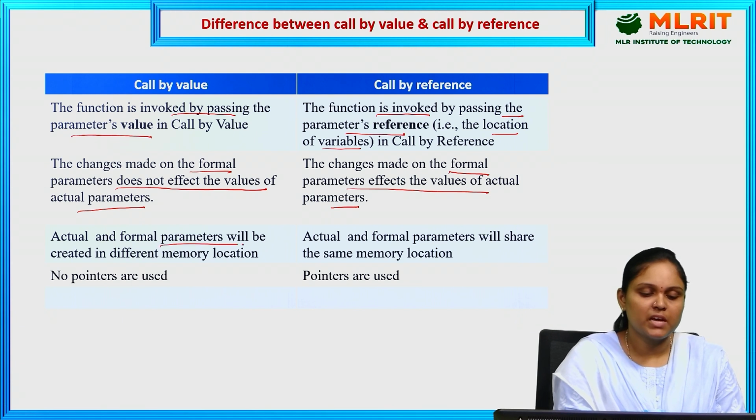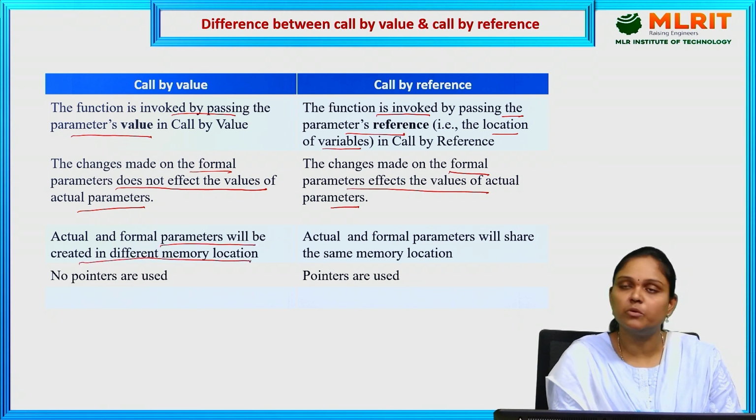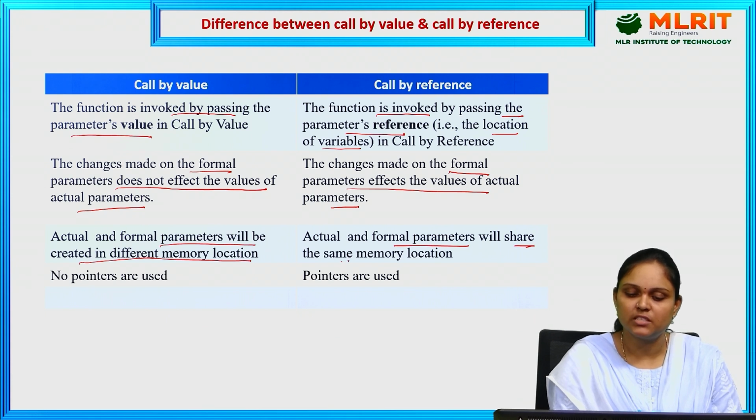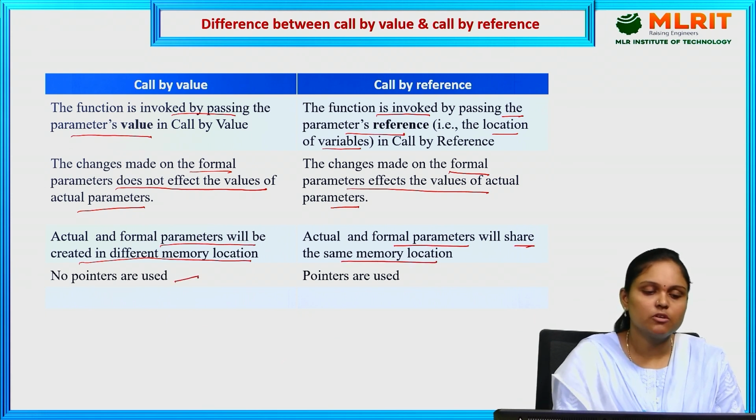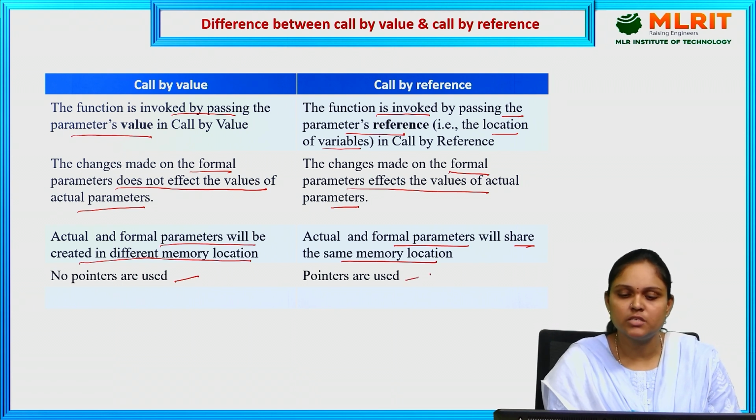Actual and formal parameters are created in different memory locations in call by value. Actual and formal parameters share the same memory locations in call by reference. No pointer concept is used in call by value. Pointers are used in call by reference.